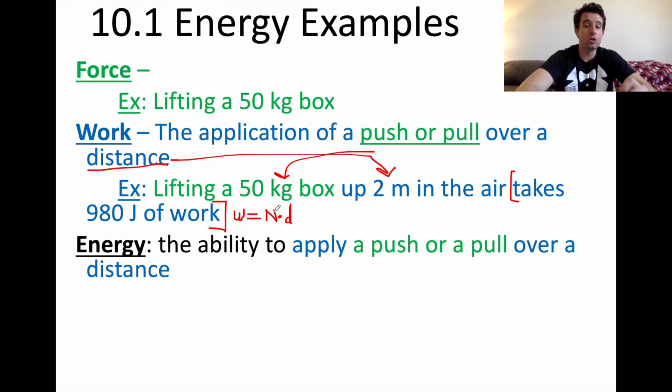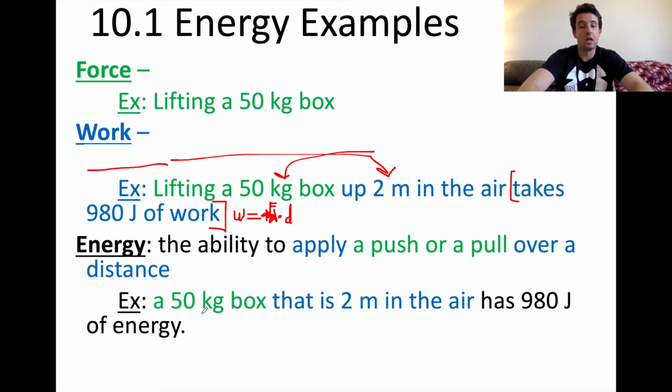Now, energy is the ability to apply a push or a pull over a distance. Energy and work are very, very similar. Here's the example I came up with relating the box to lifting it up in the air. Energy would be if you lift that 50-kilogram box 2 meters up in the air, the box now is going to have 980 joules of energy.